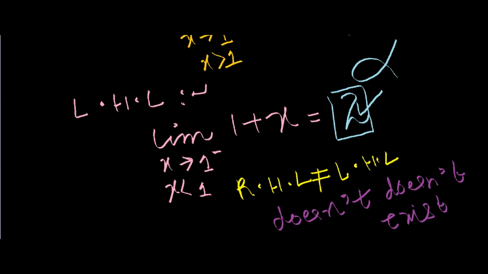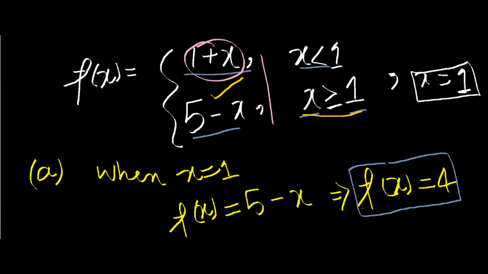So we failed in the second step. The first step was true, it was defined, but the second step is not true. The limit is not defined. The limit does not exist. So it means that this given function is not continuous at the point x equals 1.